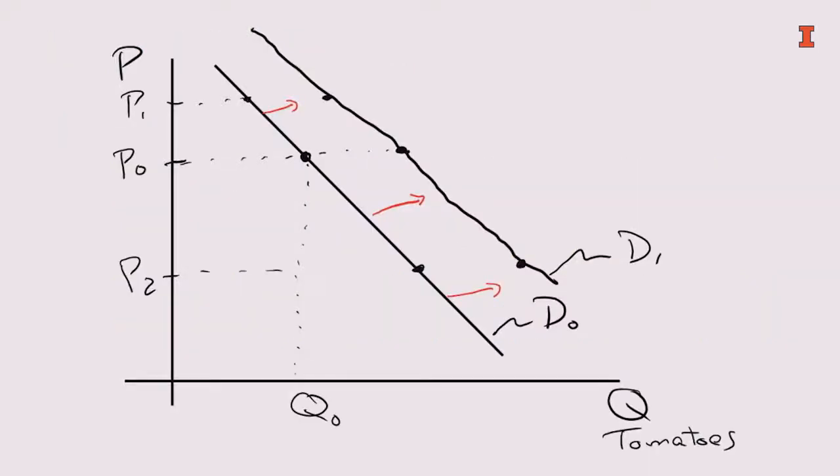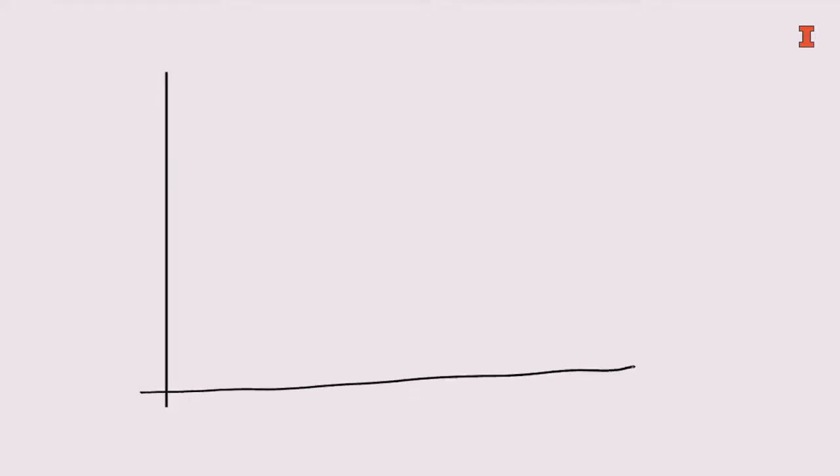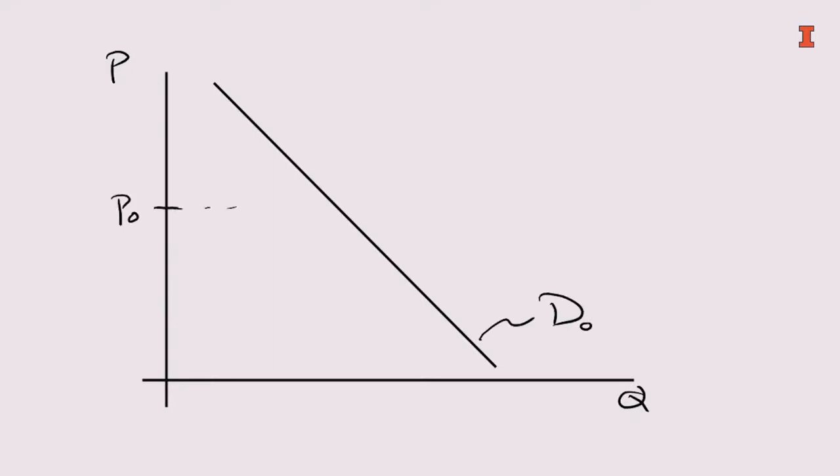Alternatively, let's draw another graph. So I need a new sheet of paper. And on here, I put price and quantity just like before. And I'm going to draw a demand curve, which I arbitrarily picked to be here because I've got the pen. It's linear, and this is the original demand curve. And here's our original equilibrium.